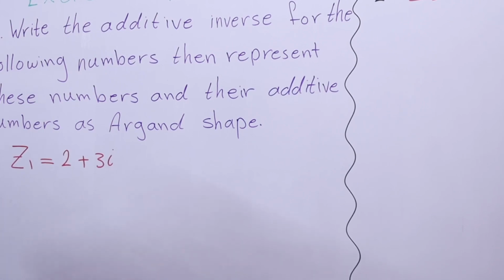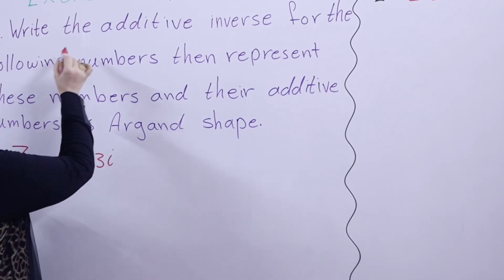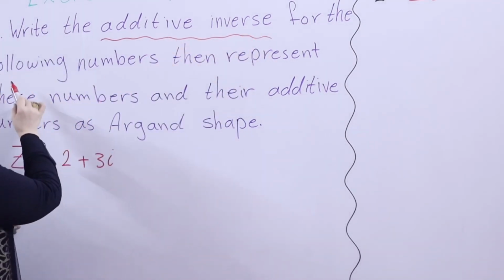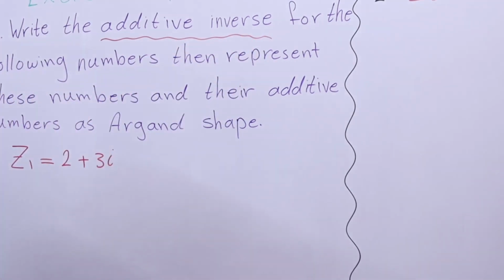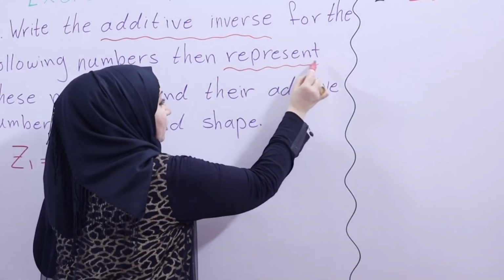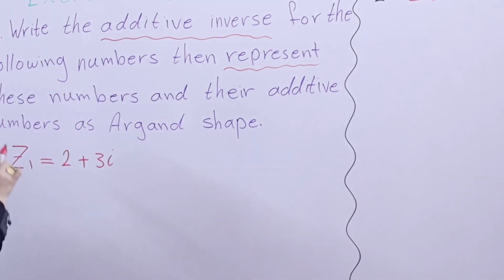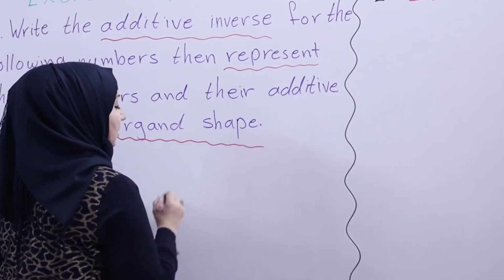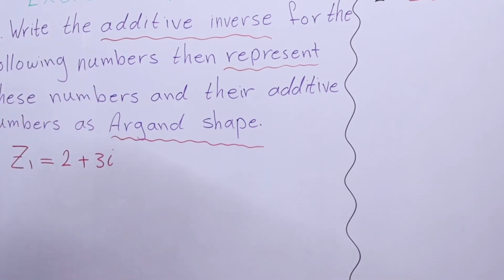صيغة السؤال. اكتب النظير الجمعي the additive inverse for the following numbers للأعداد التالية اللي راح يعطينا إياها. Then represent them ثم مثل هذه الأعداد and their additive وكذلك النظائر إلها على شكل Argand as Argand shape. نعرف شنو يعني Argand shape. We take it in the last lecture.